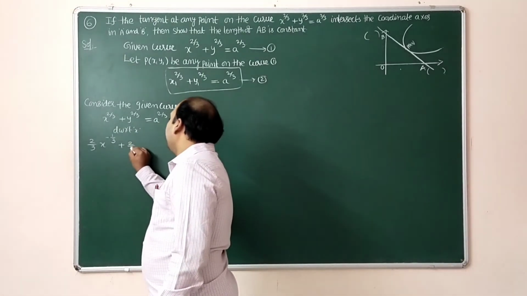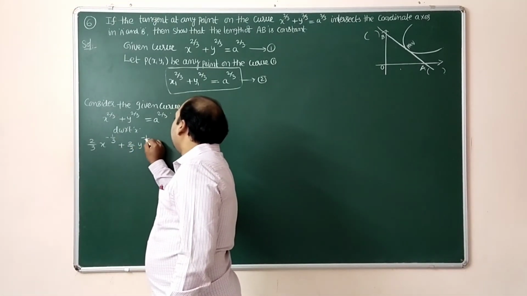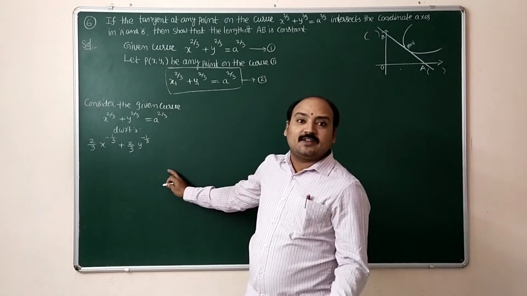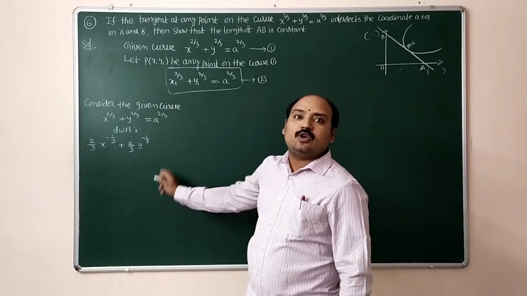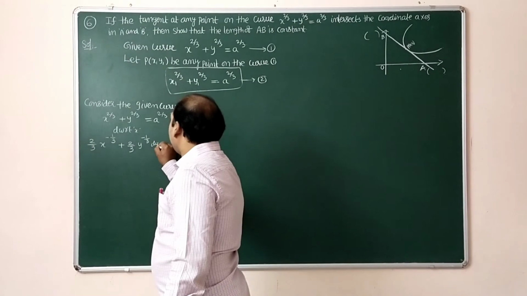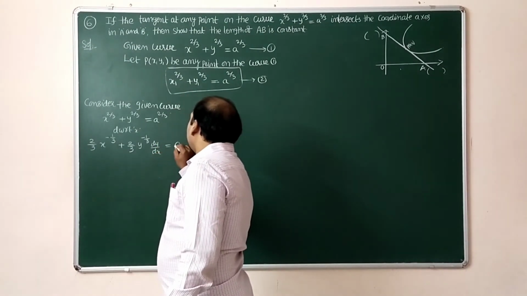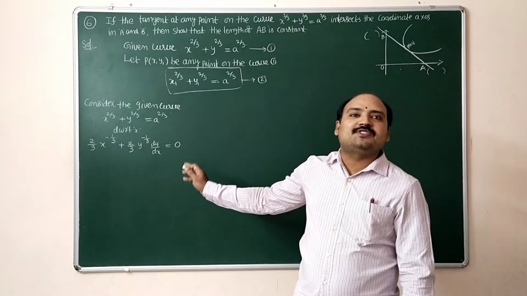So 2 by 3 into y power minus 1 by 3. Again, y you have to differentiate. Other than x, whatever the term we are getting, that you have to differentiate. So y derivative is dy by dx. So a power 2 by 3 is constant, whose derivative goes to be 0.